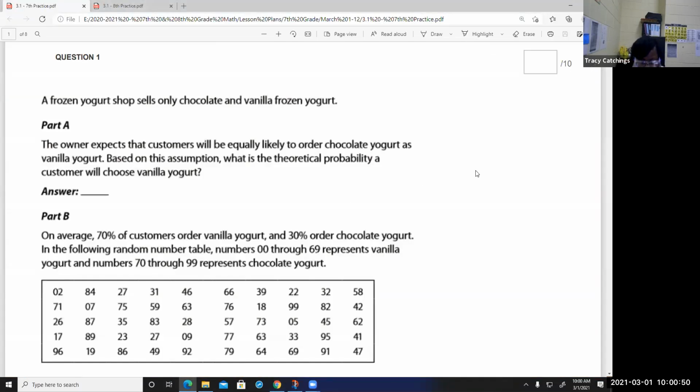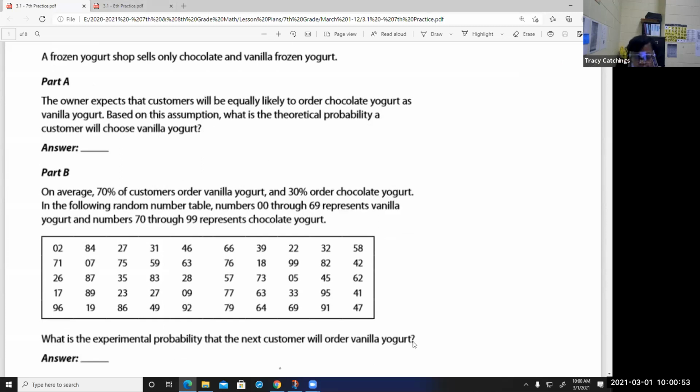You have a math lab, paper, pencil. Y'all know my motto: if I can't see it, it's wrong. So if you type it, make sure you type everything you need. All right, number 1. A frozen yogurt shop sells only chocolate and vanilla frozen yogurt. The owner expects that customers will be equally likely to order chocolate yogurt as vanilla yogurt. Based on this assumption, what is the theoretical probability a customer will choose vanilla?